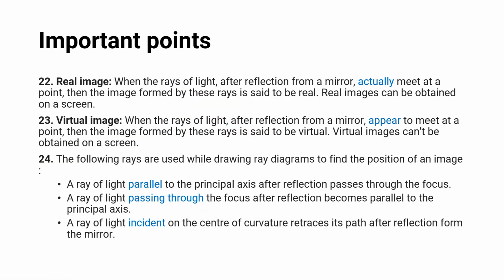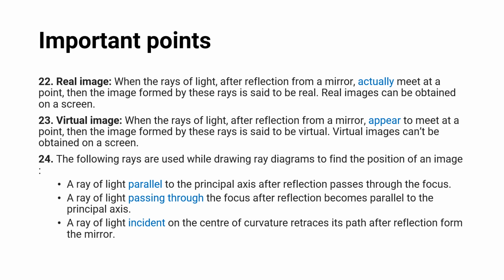Real image. When the rays of light after reflection from a mirror actually meet at a point, then the image formed by these rays is said to be real. Real images can be obtained on a screen. Virtual image. When the rays of light after reflection from a mirror appear to meet at a point, then the image formed by these rays is said to be virtual. Virtual images can't be obtained on a screen.